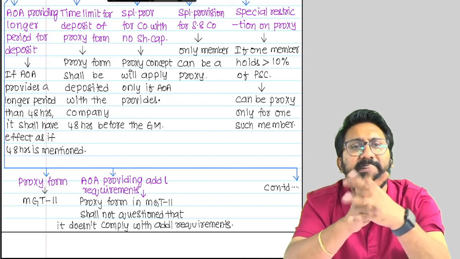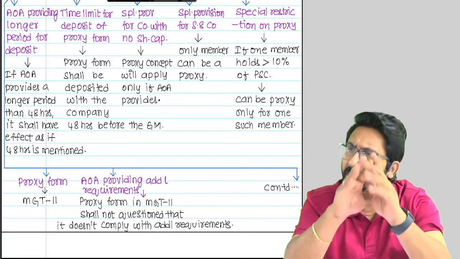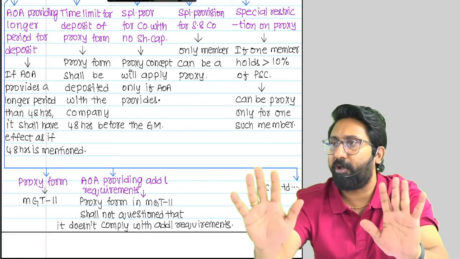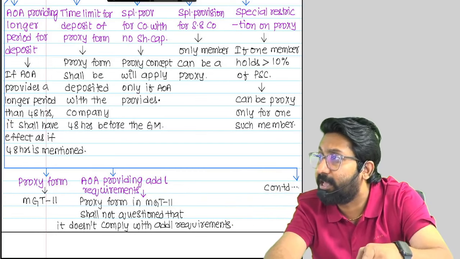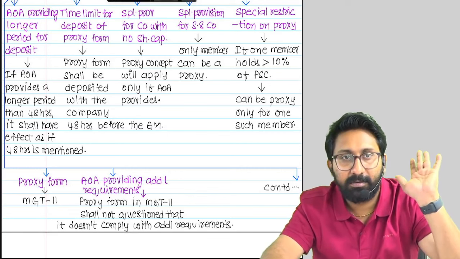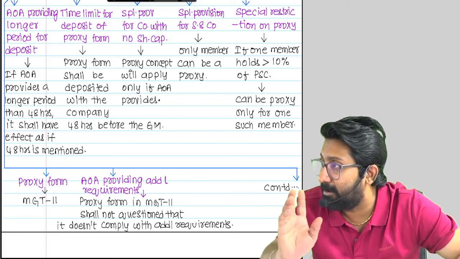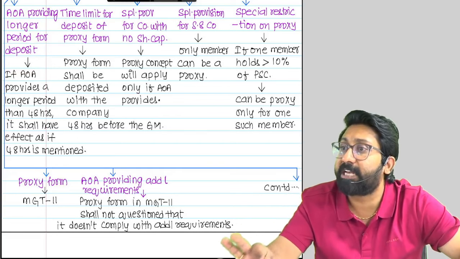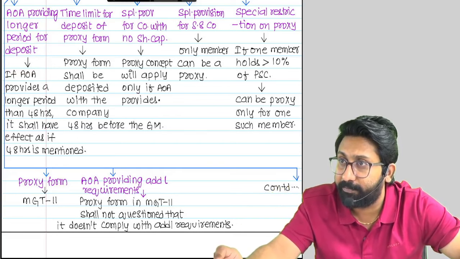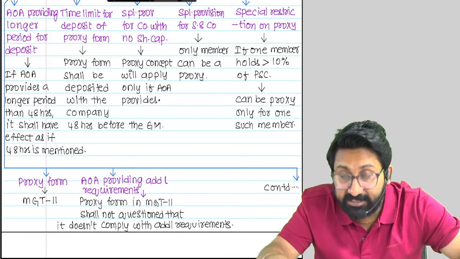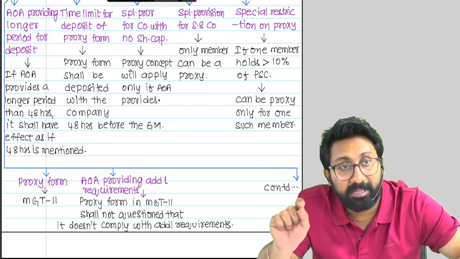Simply, articles are 70 hours written. Valid or not valid? Not valid. You write, but I don't follow that. We will follow only 48 hours rule. Understood the point clearly? Yeah? Don't forget about this point. Extremely important, I said. Tell me, what is your time limit for deposit of proxy form? At least 48 hours before the meeting.